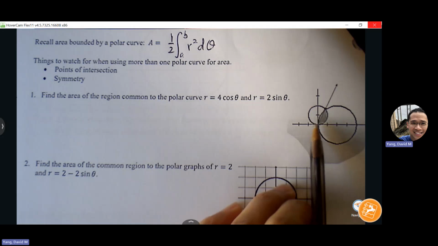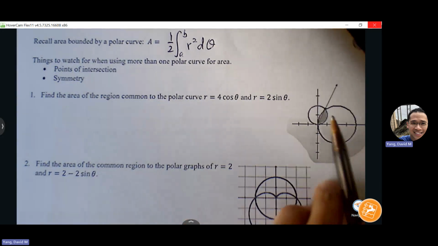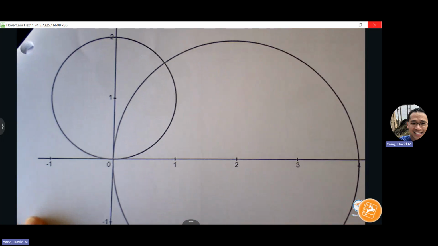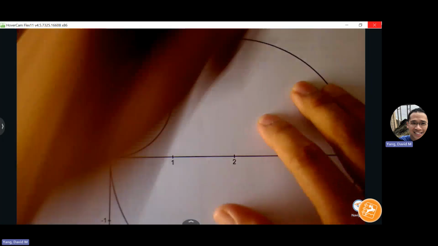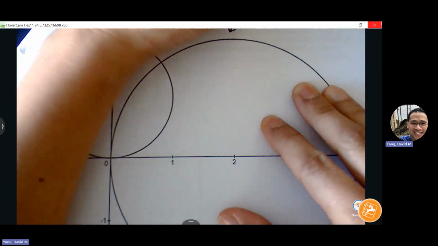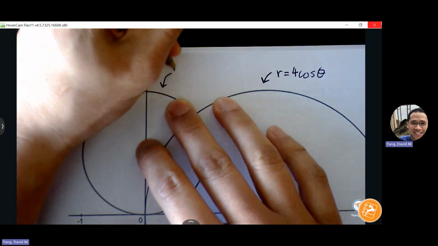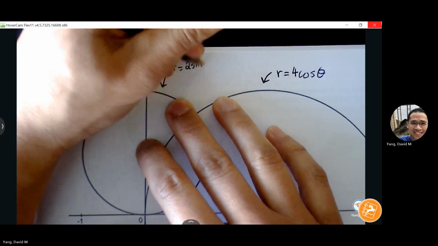I wanted to do a larger version of this so you can see all the ways. That's kind of hard to see on this diagram, so I made a larger version of it on page 51. So let's look at it from this perspective. We know that this graph is r equals 4 cosine theta. We know this graph is r equals 2 sine theta.